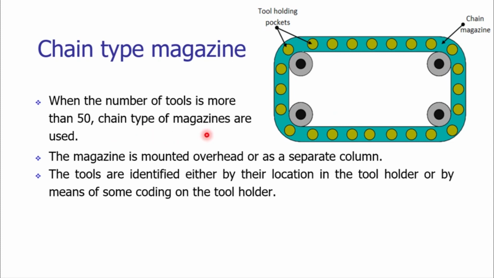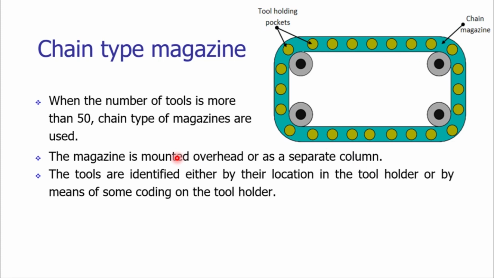In general, the number of tools is greater in chain type magazines. When we are talking about more than 50 tools, then this type of arrangement is suitable rather than the drum or the disc.